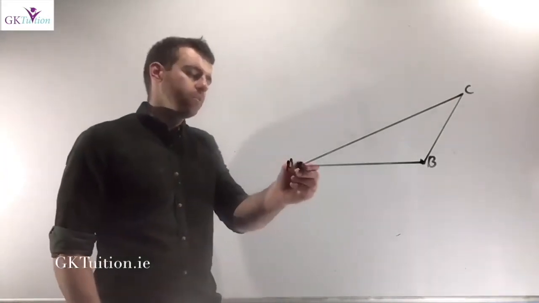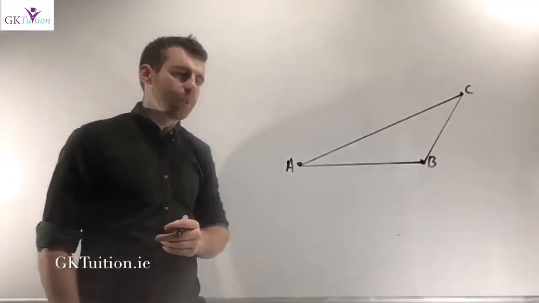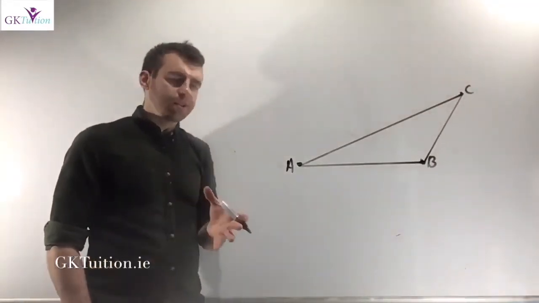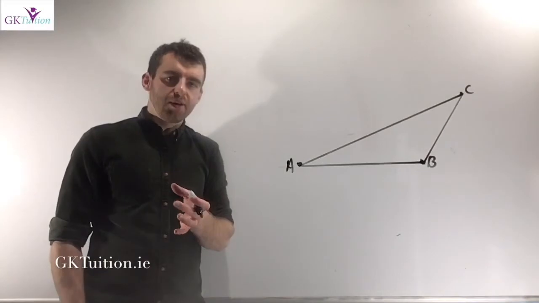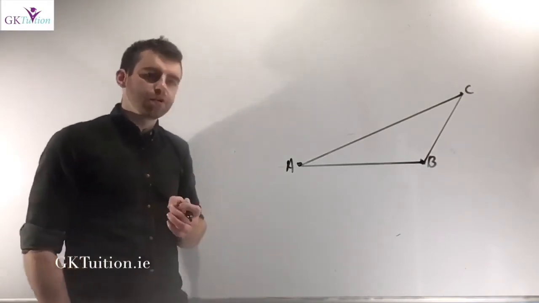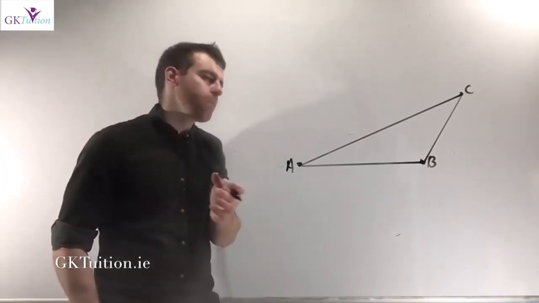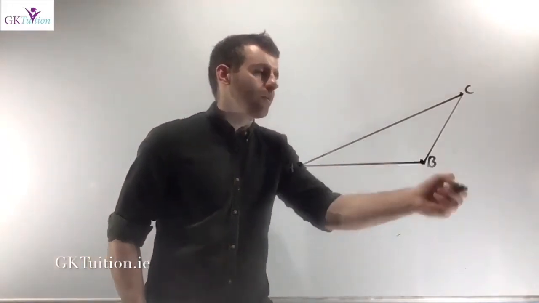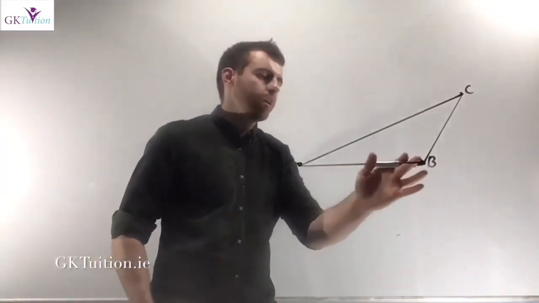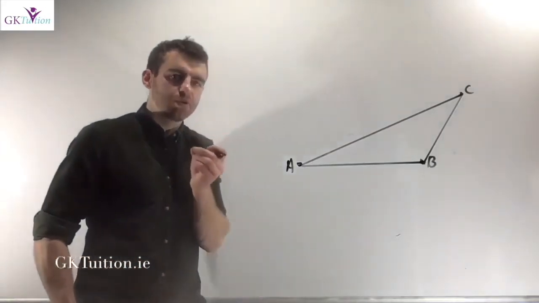So the first thing I want to do is join A to the midpoint of BC, which means I need to identify the midpoint of the line BC. In order to identify the midpoint of the line BC, I need to carry out the construction for the perpendicular bisector. It's one of the constructions that we used for the circumcenter and the circumcircle previously, and it allows us to get a perpendicular bisector of a line. In other words, it allows us to draw a line that is perpendicular to BC and bisects it. The fact that it bisects it means it goes through the midpoint.